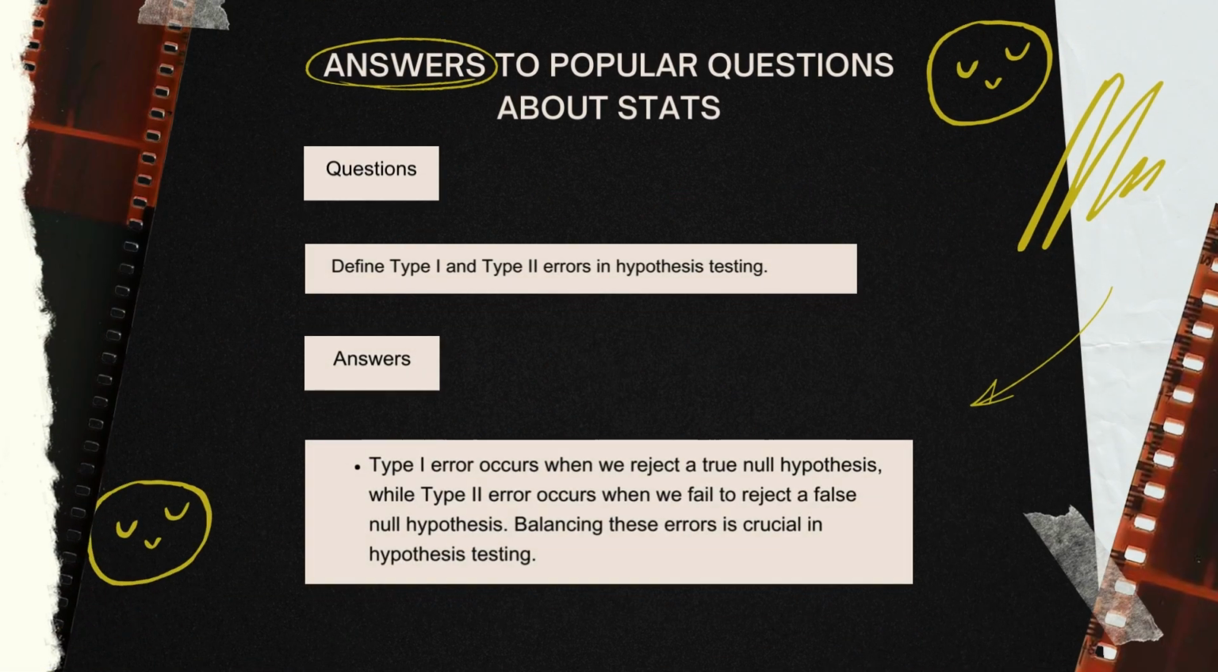Question: Define type I and type II errors in hypothesis testing. Answer: Type I error occurs when we reject a true null hypothesis, while type II error occurs when we fail to reject a false null hypothesis. Balancing these errors is crucial in hypothesis testing.